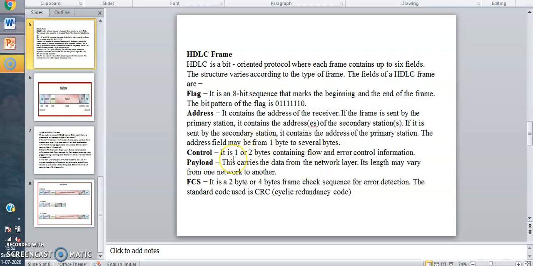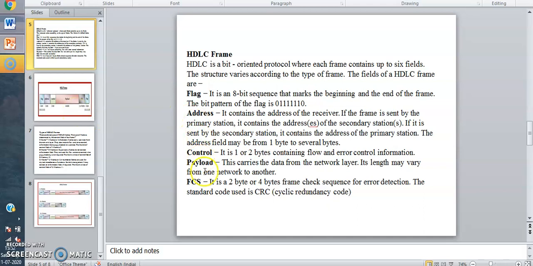And next, control. It is 1 or 2 bytes containing flow and error control information. Control fields contain frame numbers. Also, it controls the acknowledgement of frames. The control field is 8 or 16 bits in length.